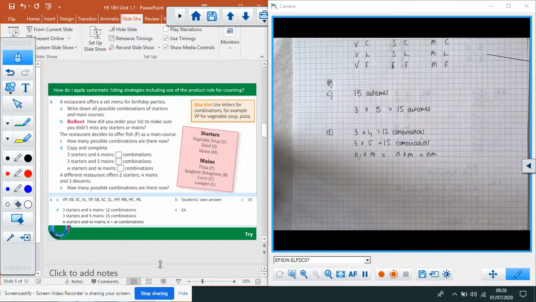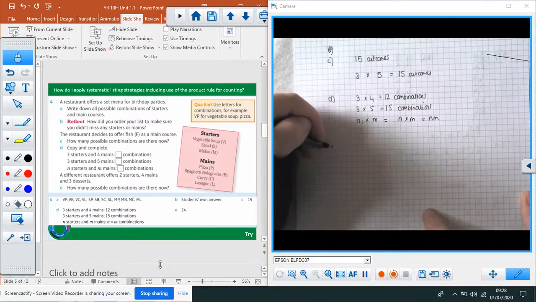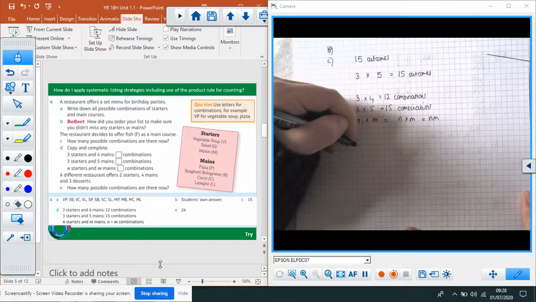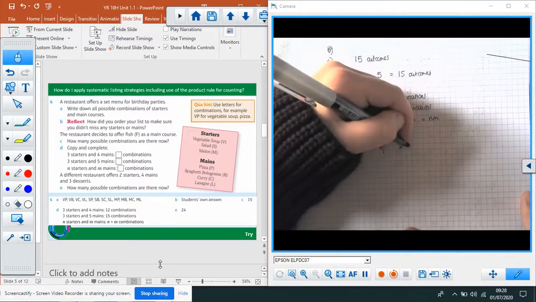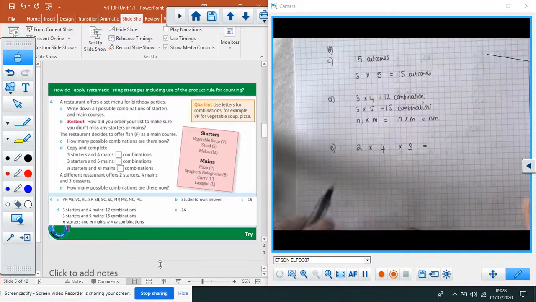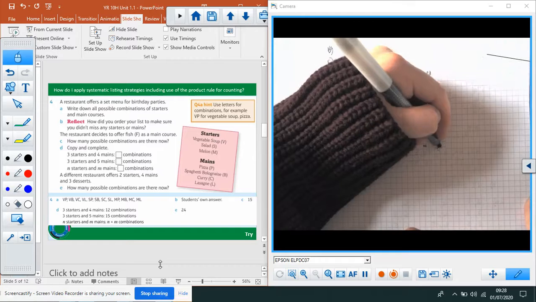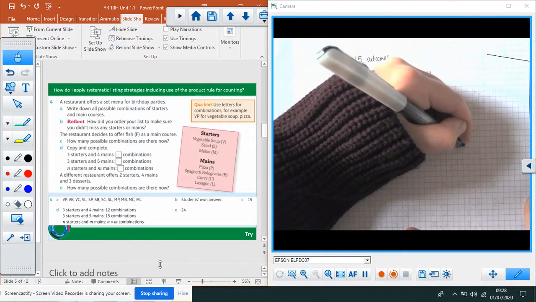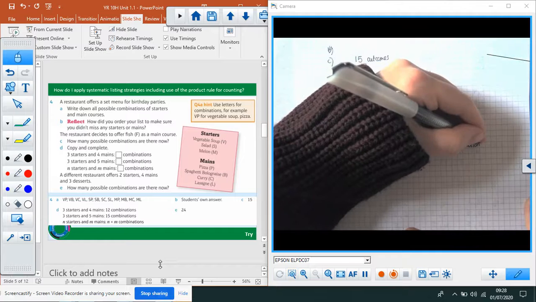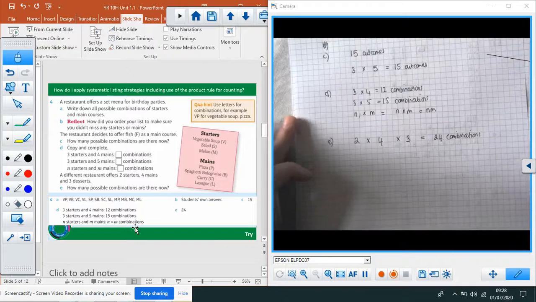It then says a different restaurant offers 2 starters, 4 mains and 3 desserts. How many possible combinations now? So we have 2 starter options, 4 mains and 3 desserts. Okay, 2 times 4 is 8, 8 times 3 is 24. So that's combinations. Well done if you got those.